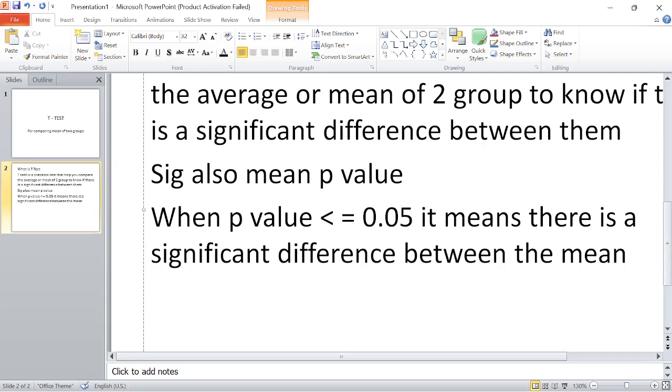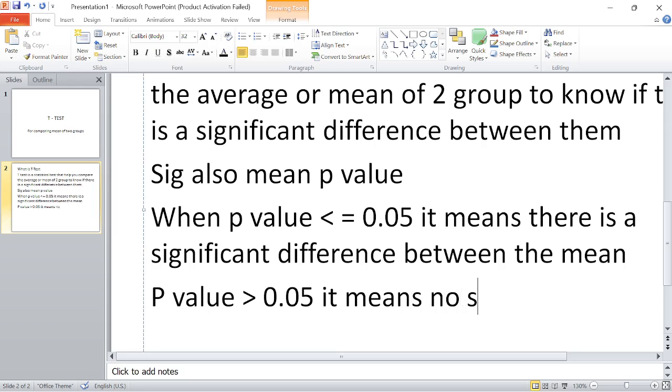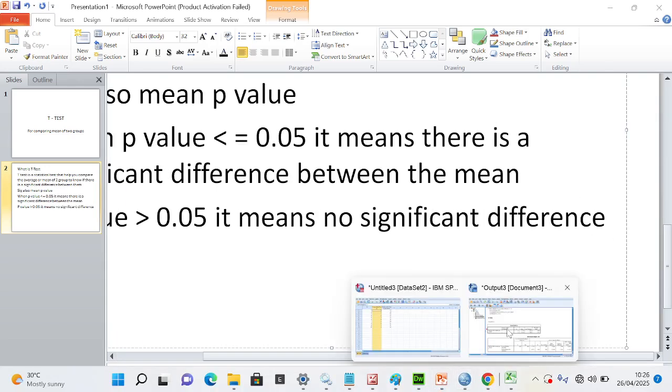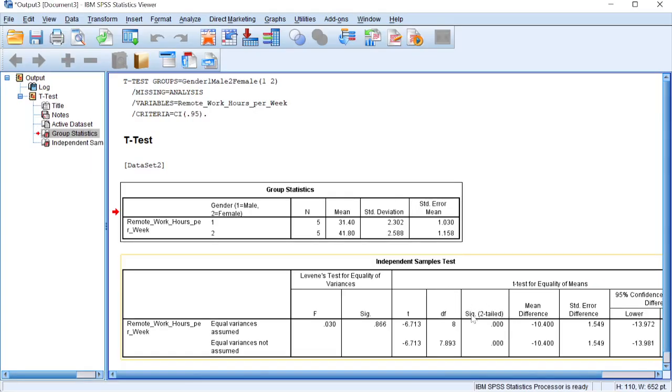Then the next one is, if P value is greater than 0.05, it means no significant difference. Are you following? So please take note of this. Anytime that you see the SIG two-tailed, you are talking about P value. So now let's look at this.